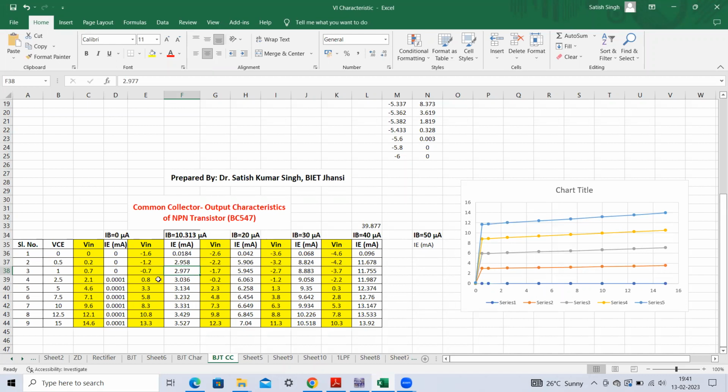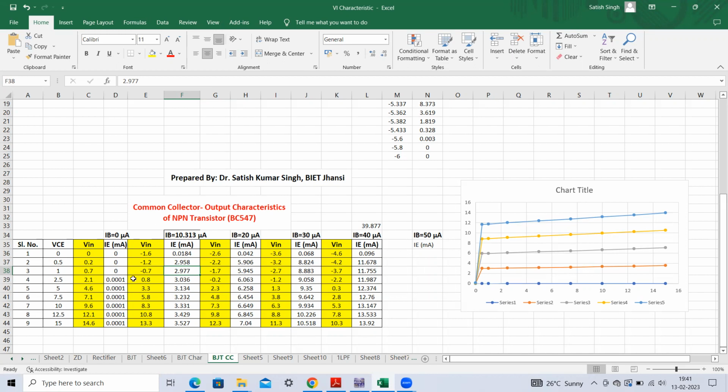So this way, please keep changing the collector to emitter voltage drop. Initially, the step size I have taken is 0.5, so 0.5, 1 volt, then 2.5 volt, then 5 volt, 7.5, 10, 12.5, and 15. This step size will be sufficient to obtain the VI characteristic. So this way we have to change the collector to emitter voltage.